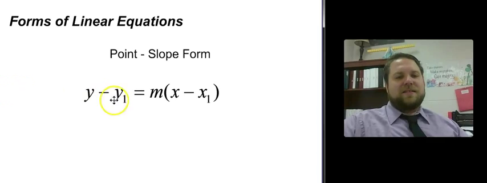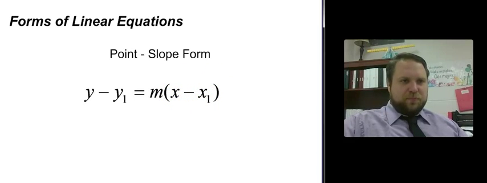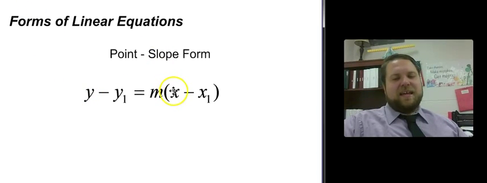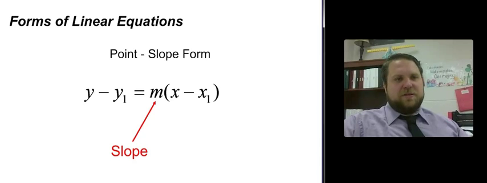Y minus y sub 1, this is called a subscript. So we read this y minus y sub 1 equals m times quantity x minus x sub 1. And just as with slope-intercept form, the y and the x just remain y's and x's. There's nothing mystical about that. But for the m, the x sub 1, and the y sub 1, we're just going to substitute in numbers. M is the slope, just like we're used to.